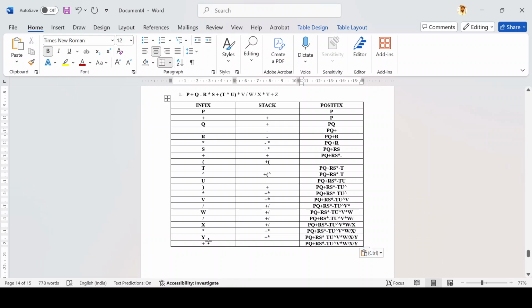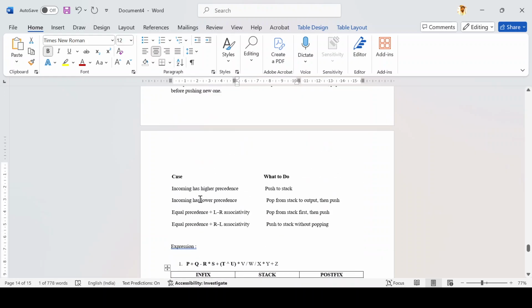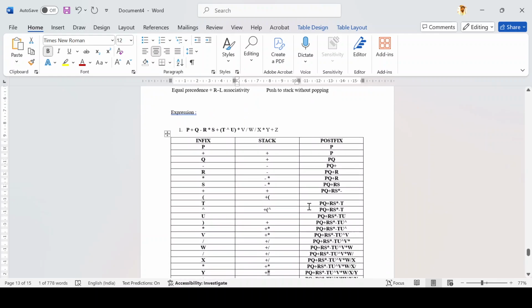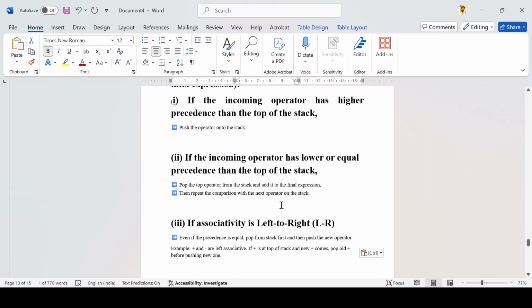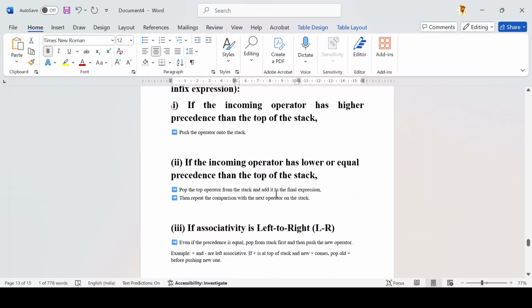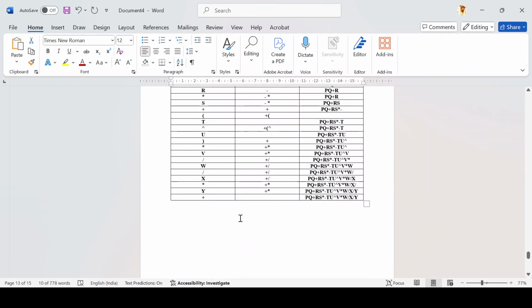The incoming operator is plus. The plus has lower precedence than the multiply on top of the stack. When it has lower precedence, pop from the stack to the output, then repeat the same step. You can see here the steps: pop the top operator from the stack and add it to the final expression, then repeat the comparison with the next operator on the stack.